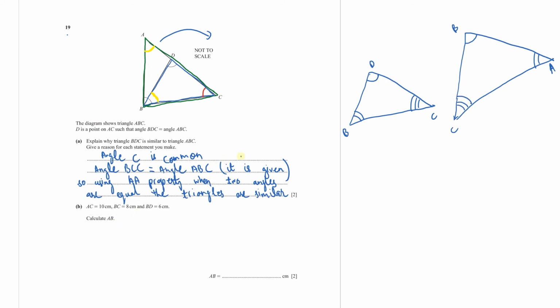And we are given that AC is 10. So AC is 10. BC is 8 centimeters. BC is the common length between the two. So this is 8 and this is 8 as well. And BD is 6 centimeters. So BD is this one, which is 6 centimeters, right? So now you have to find AB. So AB is unknown, and the corresponding side of, so this is triangle ABC, and this is triangle BDC.